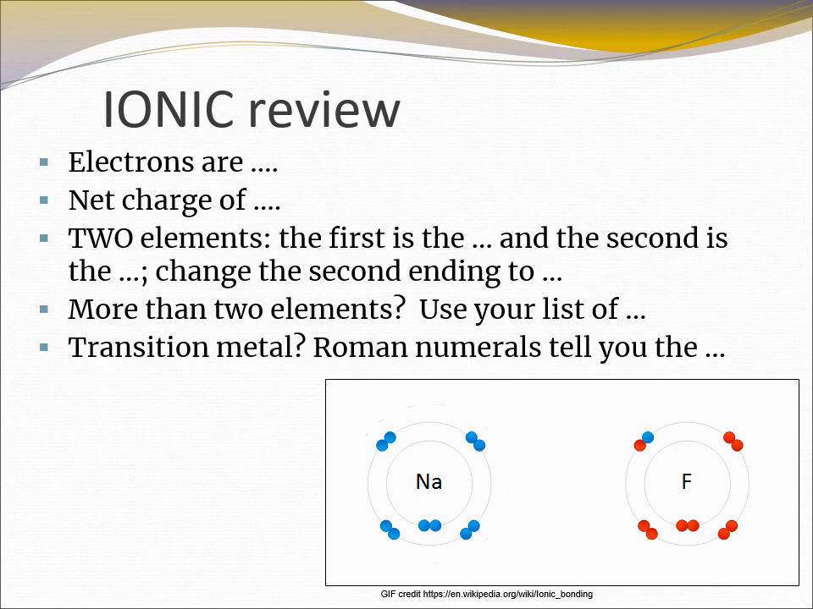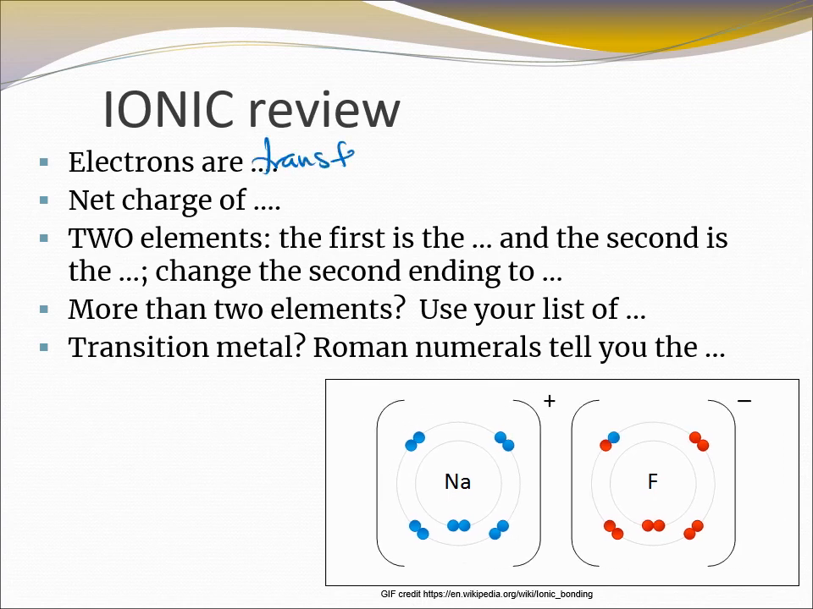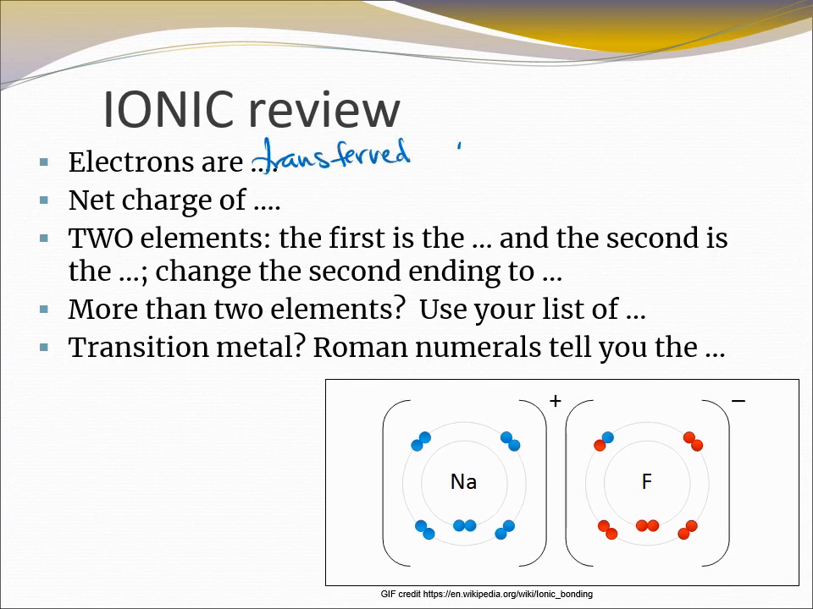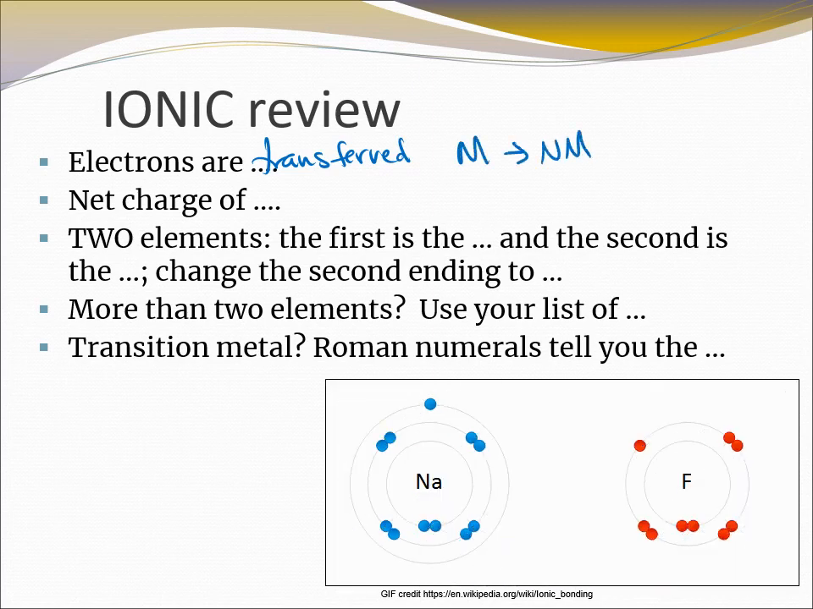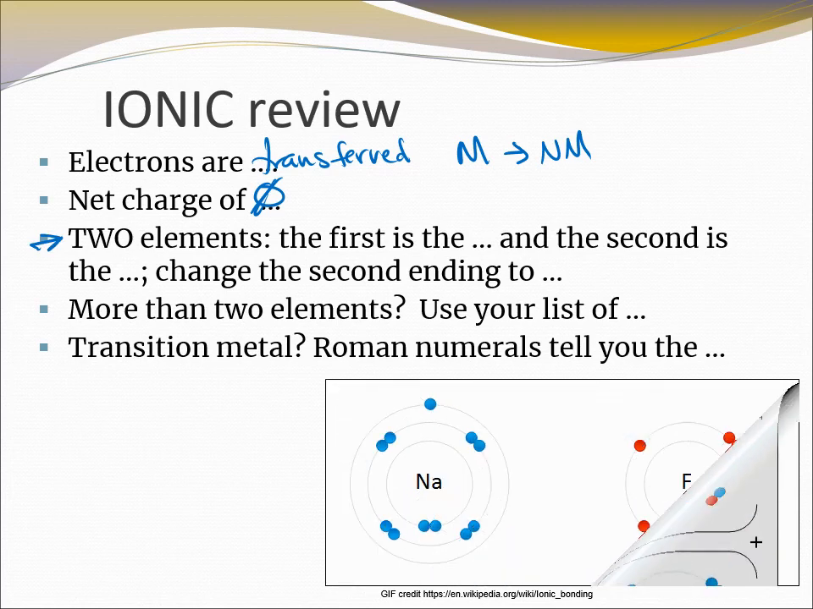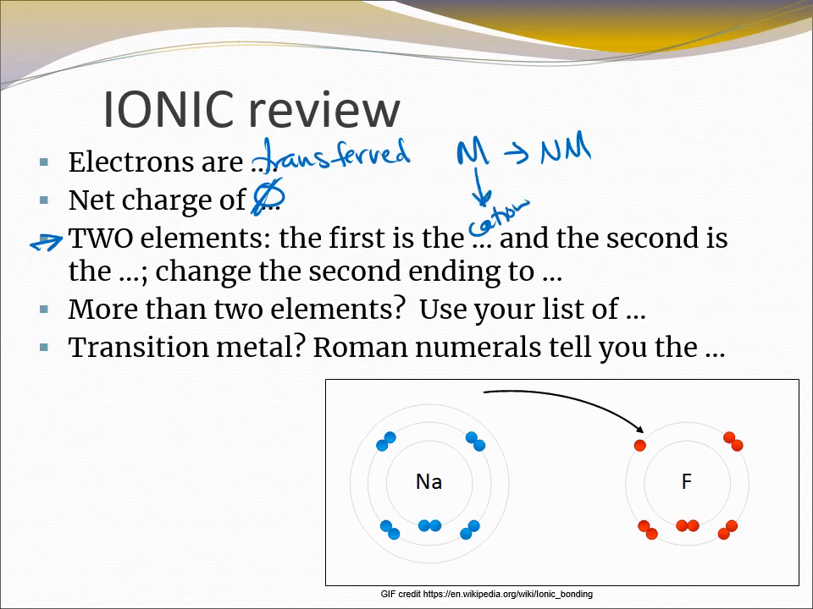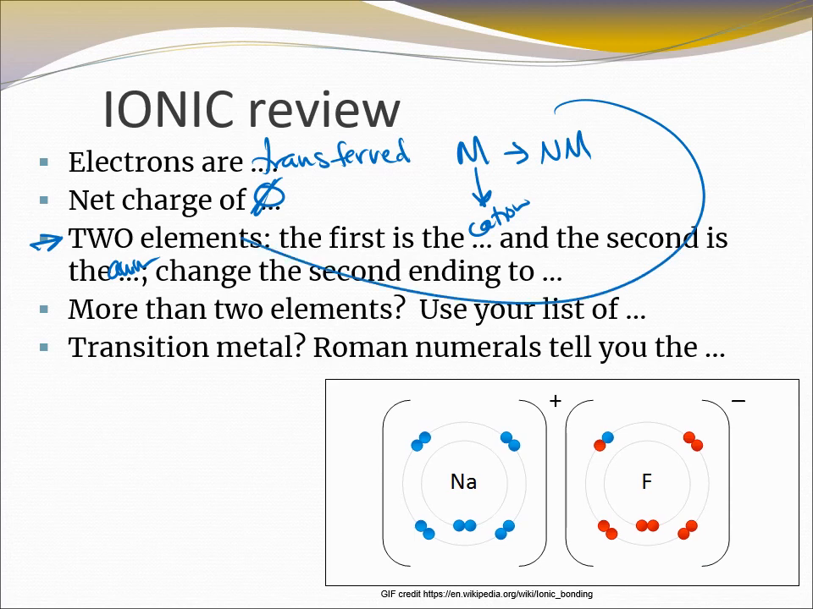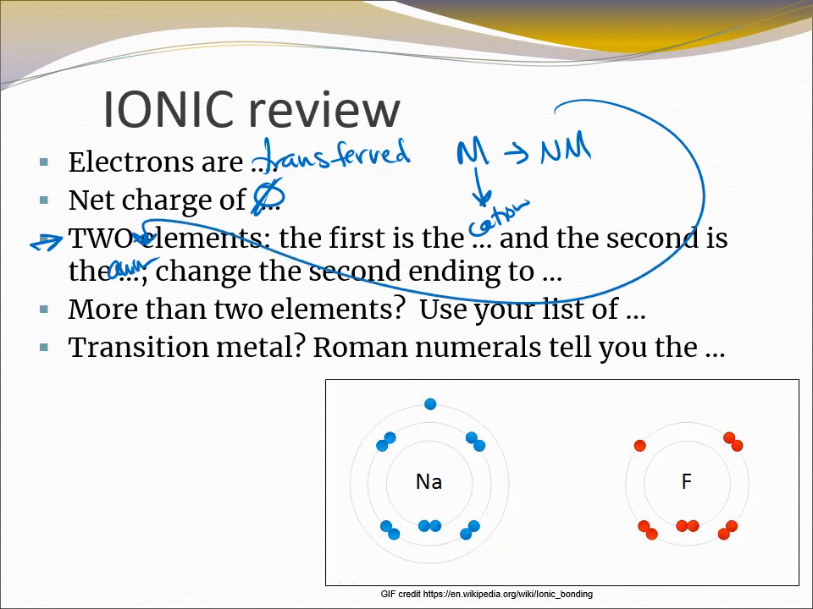Let's do a quick little review of ionic bonding. Remember that electrons are transferred. We're going to transfer those electrons, usually from a metal to a non-metal. We're going to get a net charge of 0. We're going to balance all the positives and all the negatives to get to 0. If we have 2 elements, we're going to call these binary compounds. The first element that we name will be the cation, which is the metal. The second one will be the anion, which will be that negatively charged non-metal. We're going to change the end of that non-metal's name to "ide."